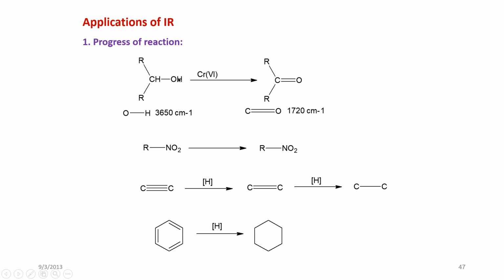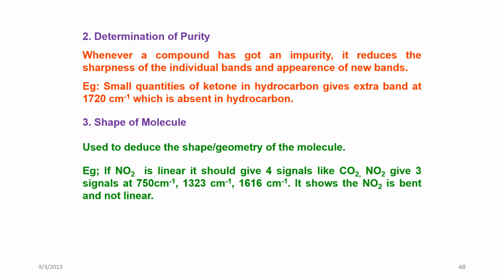So the different applications of IR spectra: it is possible to study the progress of the reaction. During the reaction there is a change in the bond length and it can be visualized by taking the IR spectra. And it is possible to study the purity of the compound. That is, if the compound is impure, it reduces the sharpness of the individual bands, and if it is pure, then we will get sharp peaks.